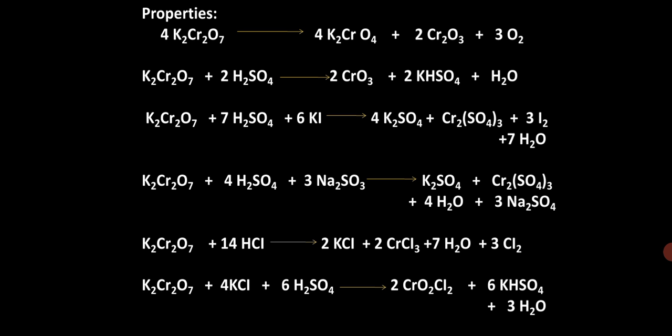Same thing you can get with hydrochloric acid also. When potassium dichromate reacts with HCl, K2Cr2O7 plus 14HCl will give you 2CrCl3 plus 2KCl plus 7H2O plus 3Cl2. Write down these two reactions. K2Cr2O7 plus 14HCl will give you 2CrCl3 plus 7H2O plus 2KCl plus 3Cl2.